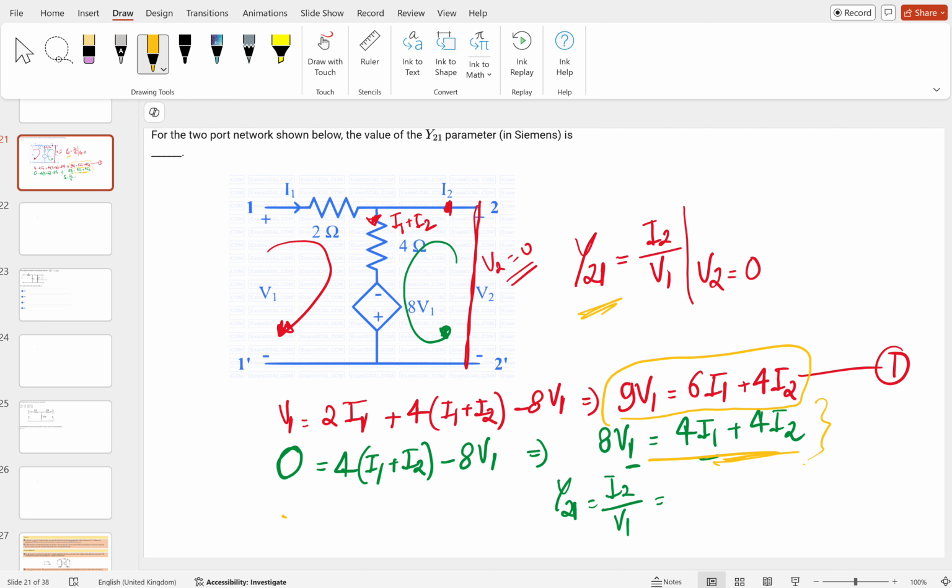Also, if you apply KVL in this loop, V1 is equal to 2 times I1, and V2 is equal to 2 times I1. But the same equations are there in both terms, while the values are different. If you see there, 9 V1 and 8 V1 here. It means that multiple solutions can be possible, so it will give incorrect answers. So Y21 is not possible to calculate in this question.